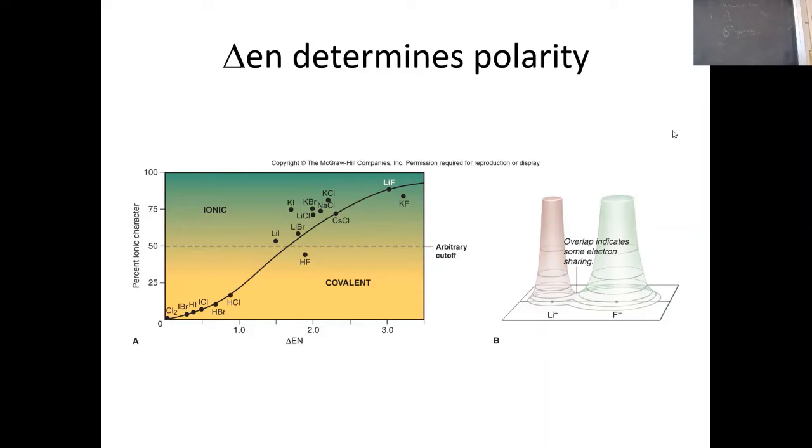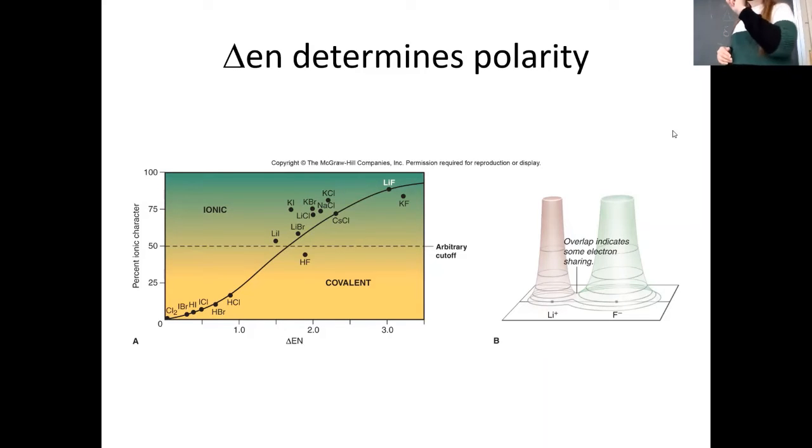The combinations of elements on the top are going to be metals and non-metals. We have lithium chloride, potassium chloride, calcium chloride, cesium chloride, potassium bromide, metal and non-metal. That's what I want you to have in your brain: metal and non-metal is going to be an ionic compound. You'll see one with a higher difference in electronegativity that still falls below that 50% covalent versus ionic line: two non-metals, hydrogen and fluorine.